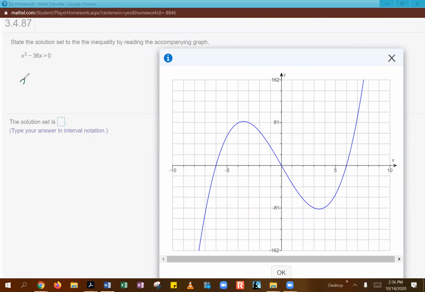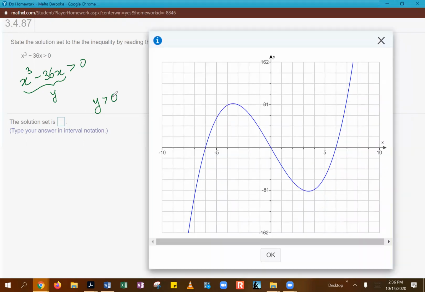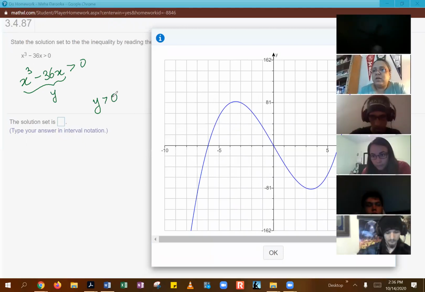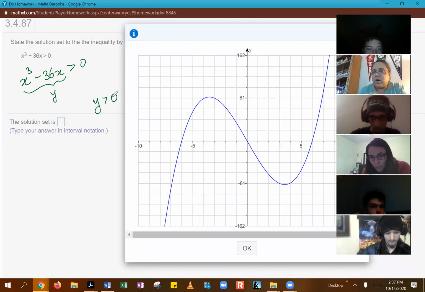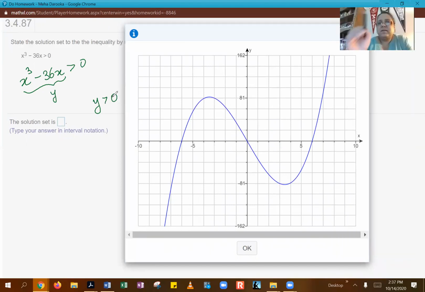Okay, so we are given x to the third minus 36x is greater than 0. If you think of this as being our y value, we're basically asking where the y value is going to be greater than 0. Since you already have the graph to go along with this, over which interval will our graph satisfy our inequality? What interval would you pick for this?